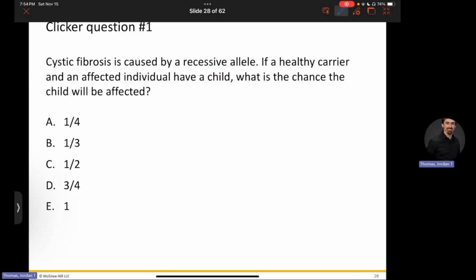Okay, with this, we have a healthy carrier. A healthy carrier means that they're heterozygous. They have one healthy allele and one recessive. And an affected individual, in this case, since it is a recessive allele, in order to be affected, they have to have both recessive alleles. So they're homozygous recessive.